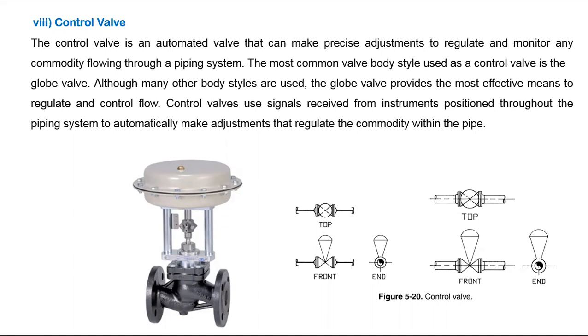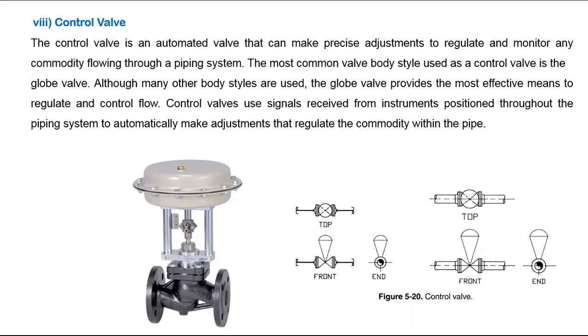Although many other body styles are used, the globe valve provides the most effective means to regulate the flow. A control valve uses signals received from the instruments positioned throughout the piping system to automatically make the adjustment and regulate the commodity within the pipeline. You can also use some other types, like gate valves, for control valves.